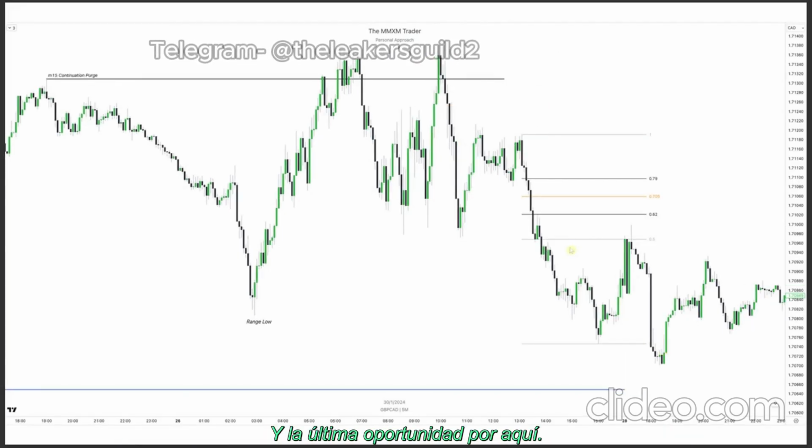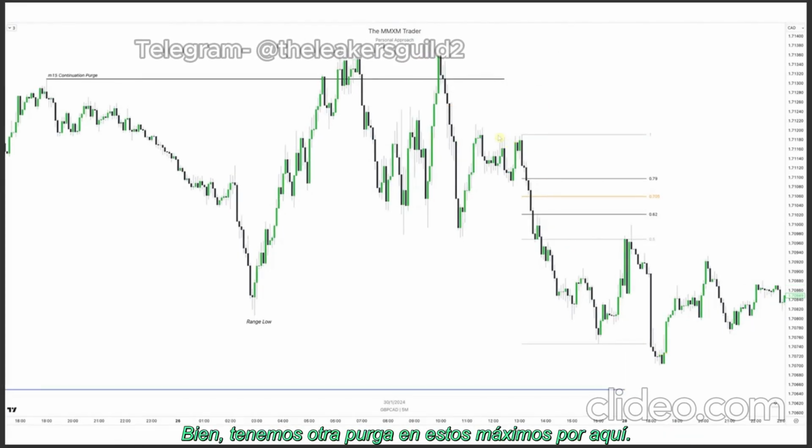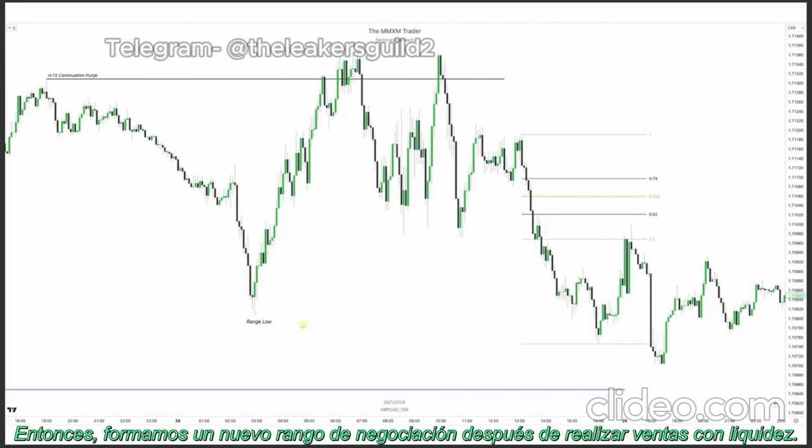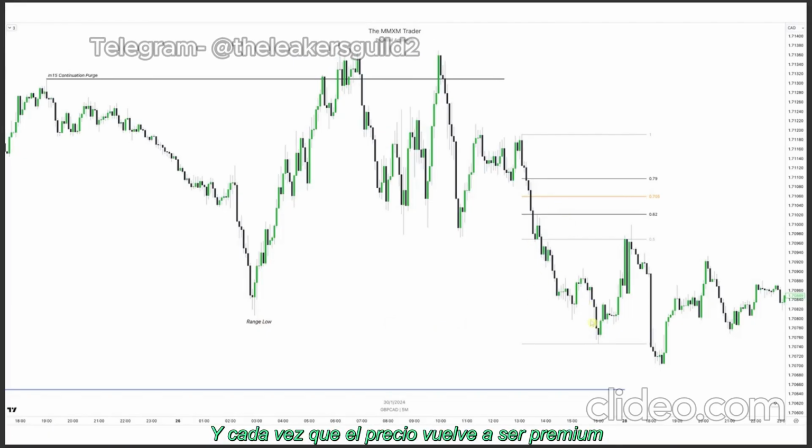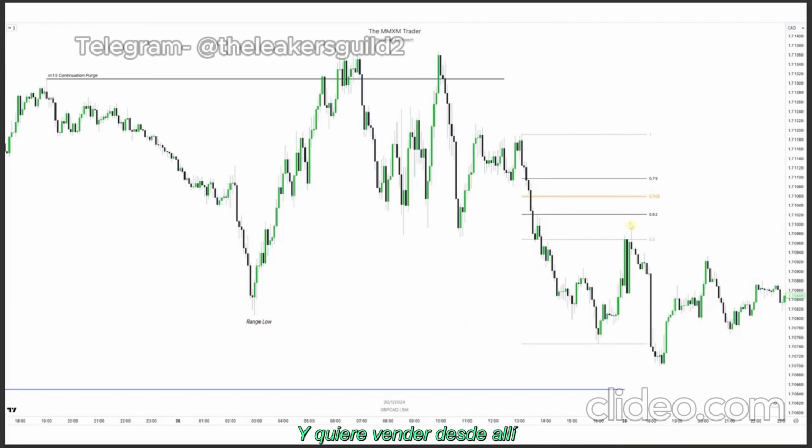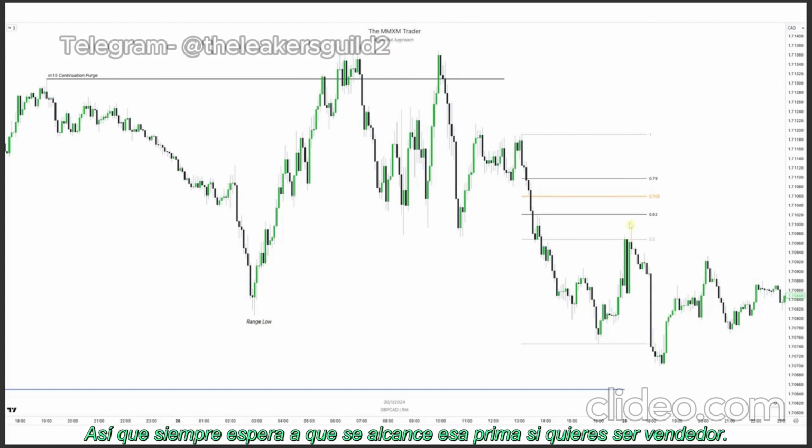And the last opportunity over here, right? We've got another purge on these highs over here, so forming a new dealing range after we took out sell side liquidity, and every time price comes back into premium and wants to sell off from there. So always wait for that premium to get hit if you want to be a seller.